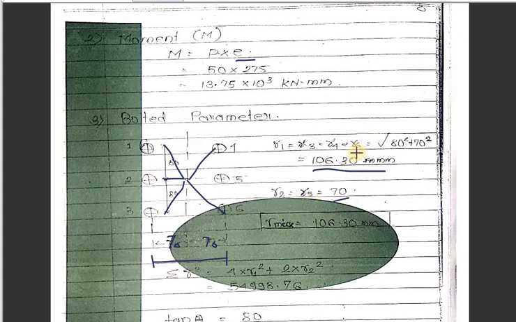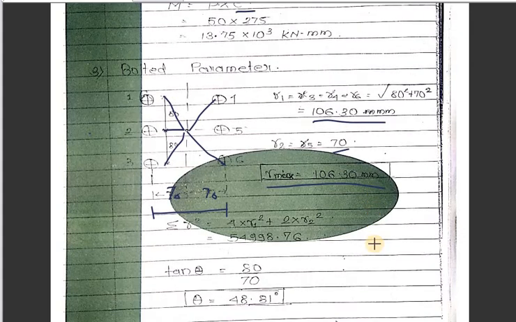What about the maximum distance out of these? The 106 is the maximum. So we have taken R max as 106.30. What is the summation of all the radius of gyrations? We have to sum over all the 6 bolts. What is the formula used? Summation of R square, that means the radius of gyration square of all the 6 bolts.